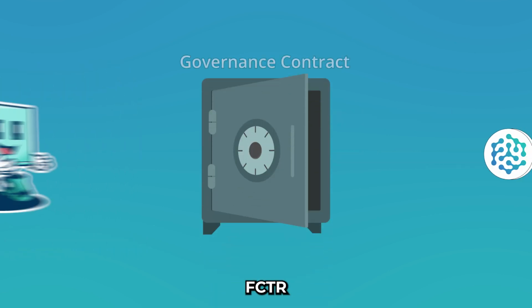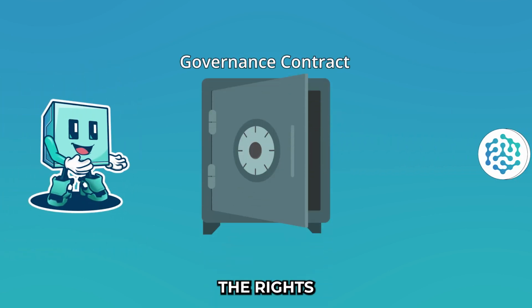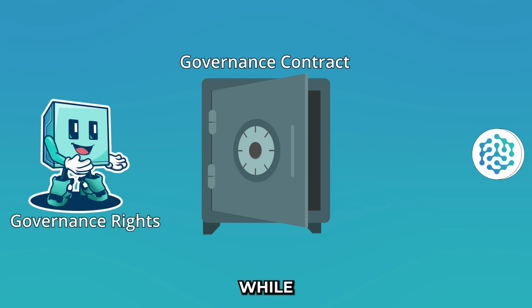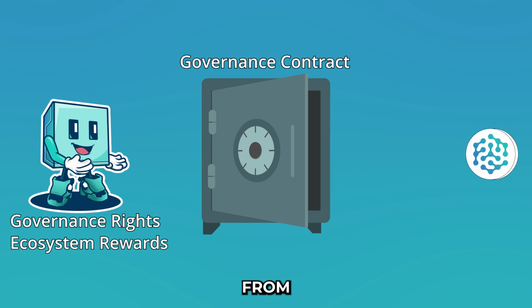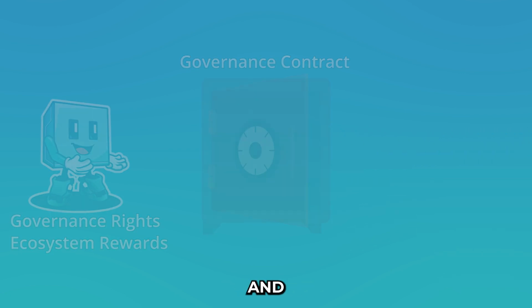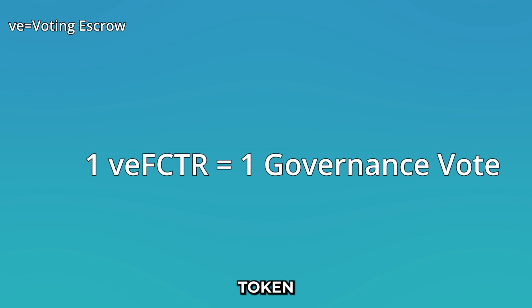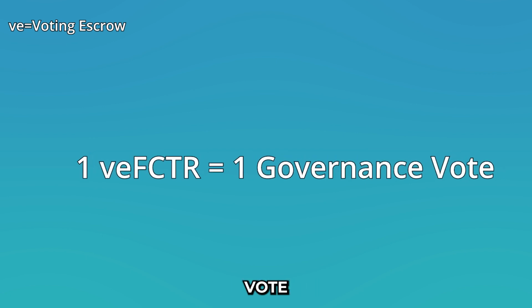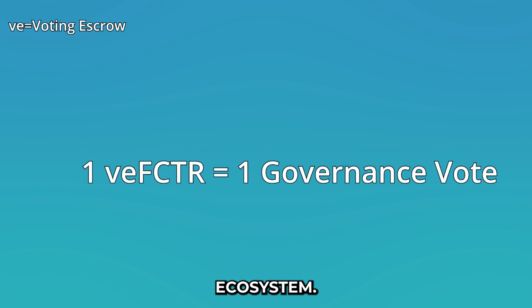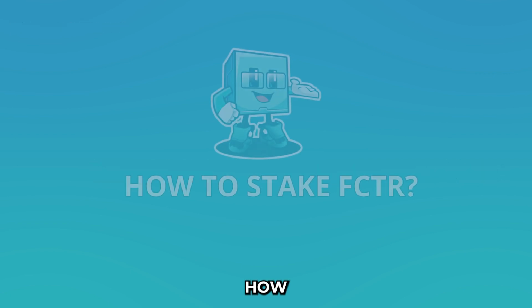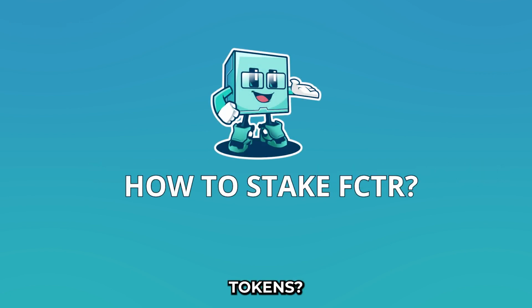By staking Factor tokens, users get the right to participate in Factor governance processes while also directly benefiting from the ecosystem growth. Staking Factor tokens in the governance contract mints VE Factor, and each VE Factor token represents a single vote within the Factor ecosystem. So, how can we stake Factor tokens?